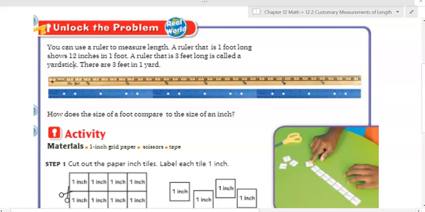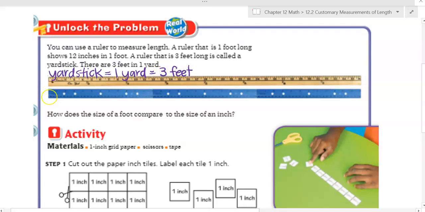A ruler is 1 foot long, shows 12 inches in a foot. A ruler that is 3 feet long is called a yardstick. There are 3 feet in 1 yard. So as we can see from the image here, on top we have our yard, and a yardstick measures 1 yard, which is also equal to 3 feet.